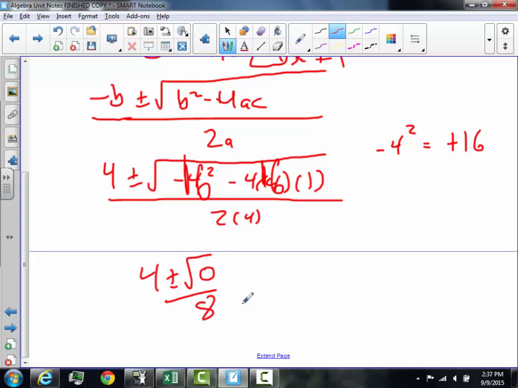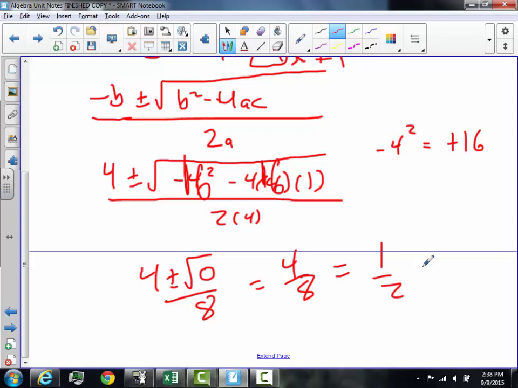This is probably something we could have factored, because if you ever get a whole number right here that's square rootable, you probably could have factored. What's the square root of 0? 0. So if you take 4 and add 0, or subtract 0, does it actually affect anything? So what you're really left with is 4 over 8. The final answer is 1 over 2. There's actually only one answer here.